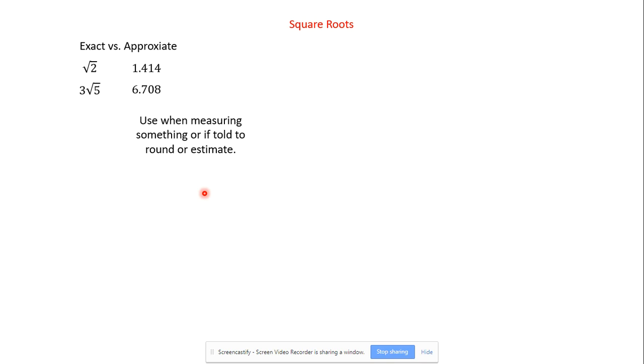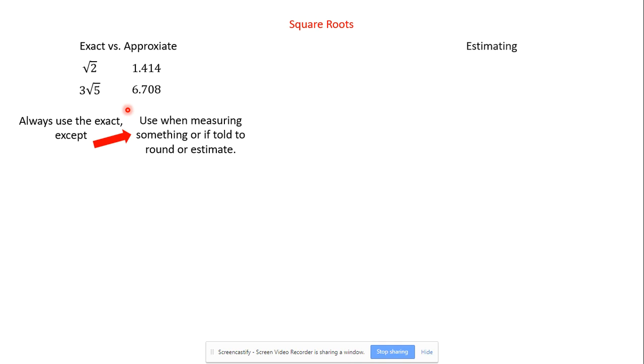When do you use exact answers? All the time, except when measuring or if you're told to round or estimate. If you get a question and the answer is root 2 and you give me 1.414, you will lose points unless you're told to round.